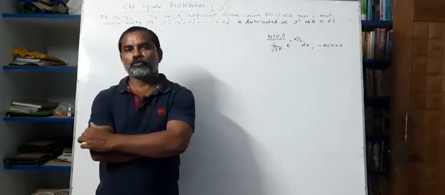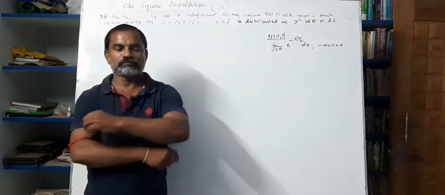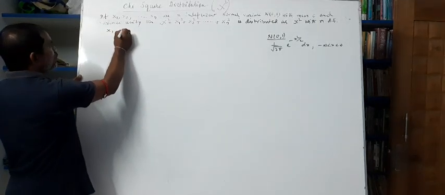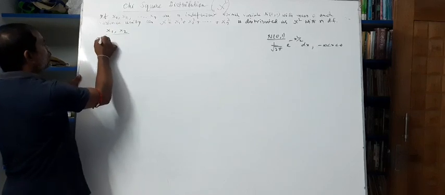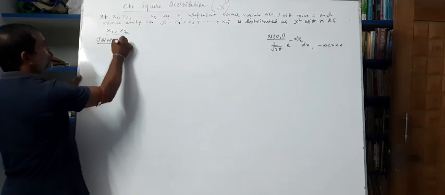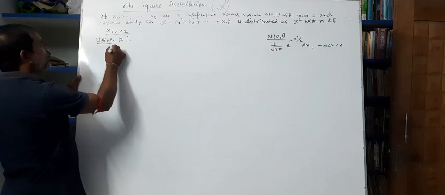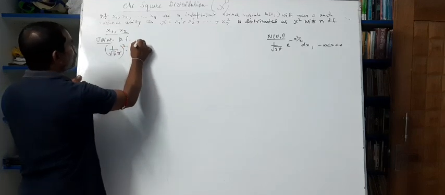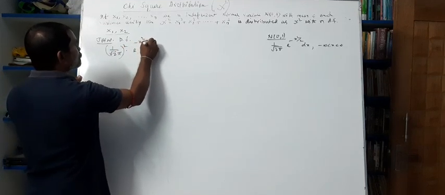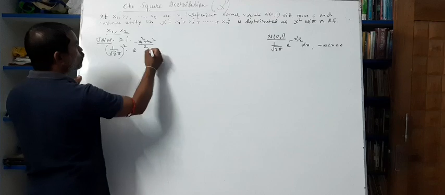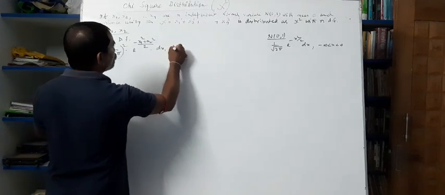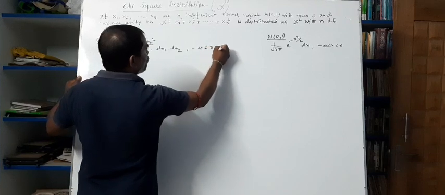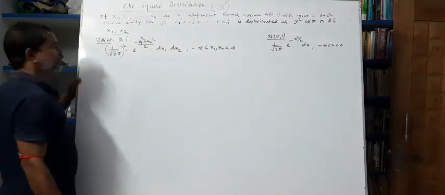To prove this, we use the method of induction. So let us first consider two variates, x1 and x2, and we write the joint distribution function. That is 1 by root over 2 pi whole square into e to the power minus x1 square plus x2 square by 2 into dx1 into dx2, where x1 and x2 both vary from minus infinity to plus infinity.